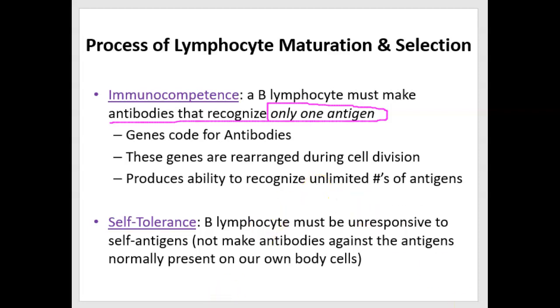So that's immunocompetence. The other component of becoming mature is self-tolerance. This means that a B lymphocyte during the maturation process is exposed to our normal self-antigens on our body cells. And it has to learn that those are not foreign antigens and not to make antibodies against those self-antigens. Any lymphocyte that does make antibodies that recognize our own cellular antigens is destroyed.